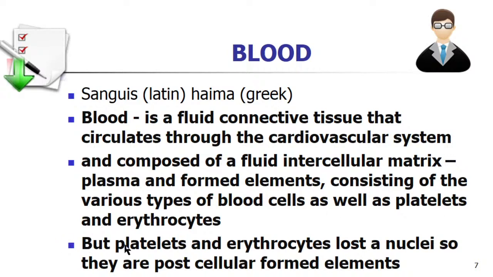Why? Because the platelets and erythrocytes have lost their nuclei, so they are post-cellular formed elements, not cells, without nuclei. So the main definition you should be writing in your practical lecture notes: blood is a fluid connective tissue that circulates through the cardiovascular system and is composed of a fluid intercellular matrix, plasma, and formed elements consisting of the various types of blood cells, platelets and erythrocytes.